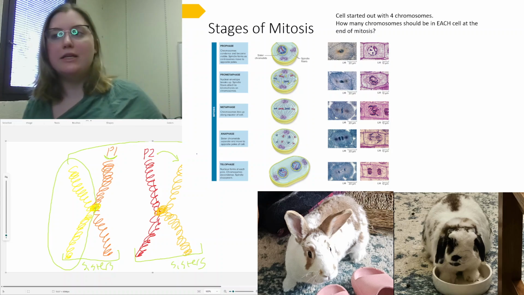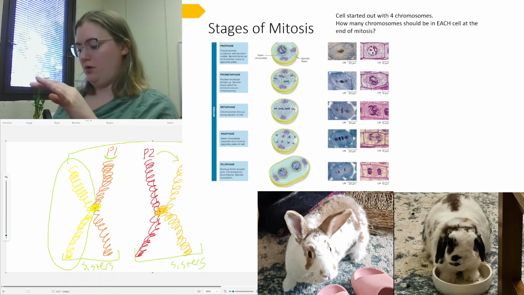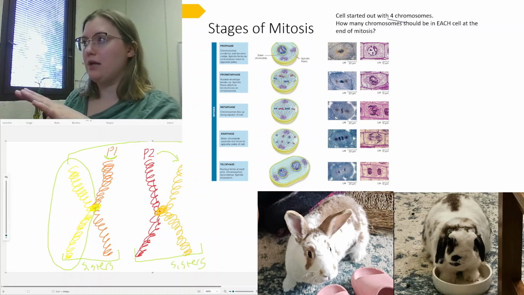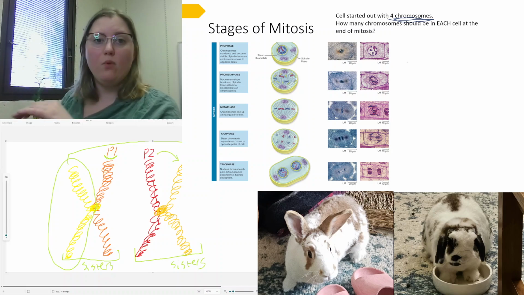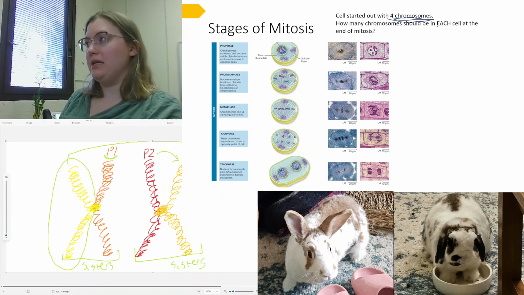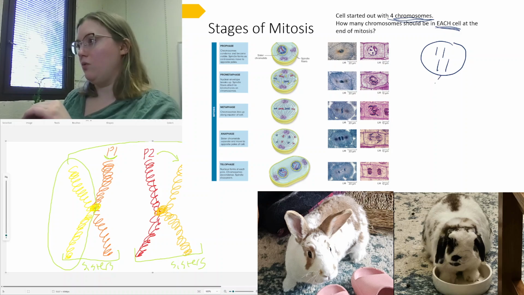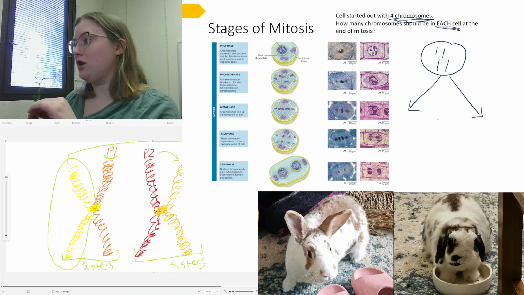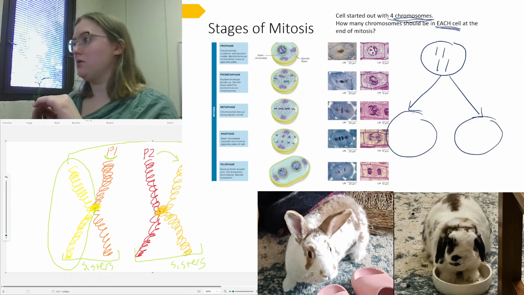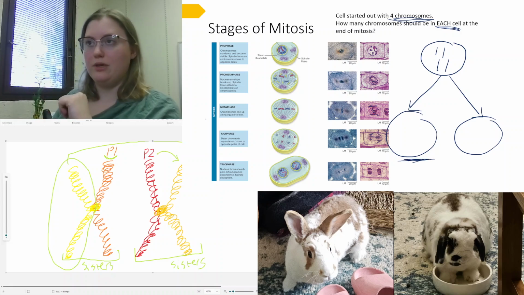Now, here are our stages of mitosis. I just wanted to show you the whole picture before we go into each step. Now, in our example the cell has 4 chromosomes. If we want to end up with identical daughter cells, how many chromosomes are going to be in each daughter cell, okay? So here's our parent cell. We've got 1, 2, 3, 4 chromosomes. We want to have 2 exact copies in mitosis, okay? So tell me how many chromosomes are going to be in this cell if we're getting 2 exact copies.